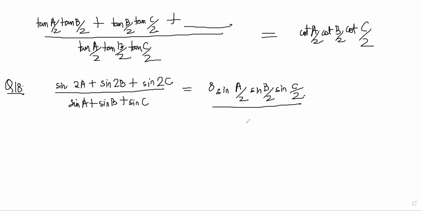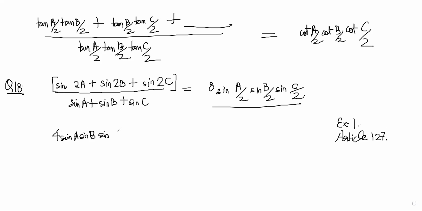Now, the way we will do it is we will use the identities. So if you turn back the pages, look at article 127, example 1. First example is what? Sine 2A plus sine 2B plus sine 2C, right? It is equal to what? 4 sine A sine B sine C.